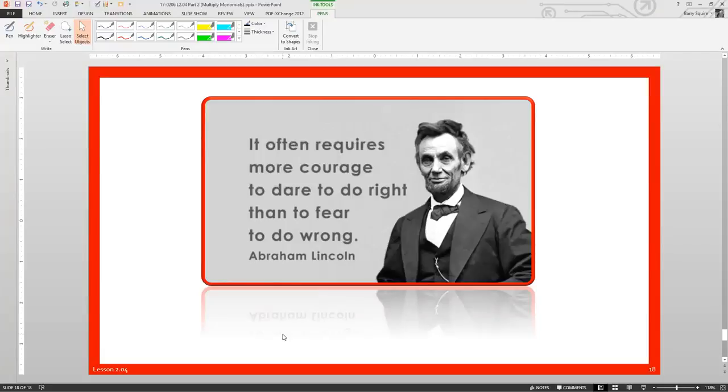I really like this quote from Lincoln. It often requires more courage to dare to do right than to fear to do wrong. And we talked about this a little bit. Sometimes it's really hard to do the right thing. And sometimes it's harder to do the right thing than it is to do the wrong thing.